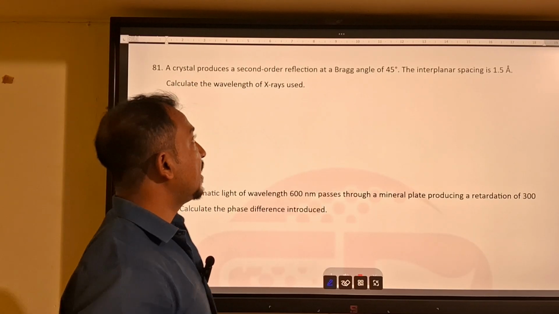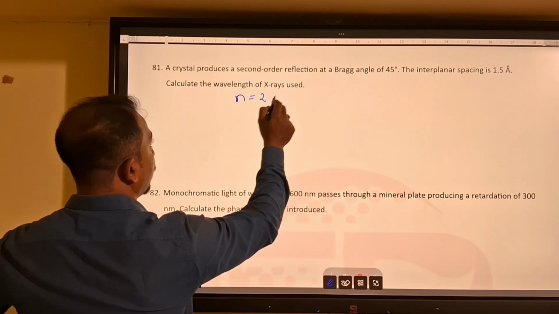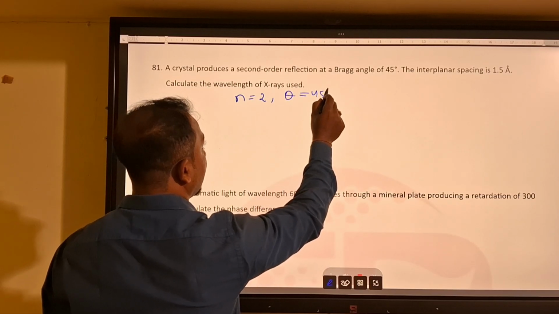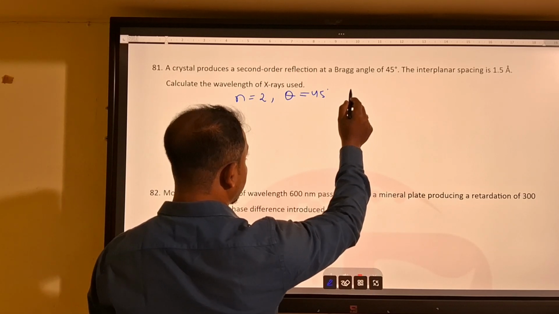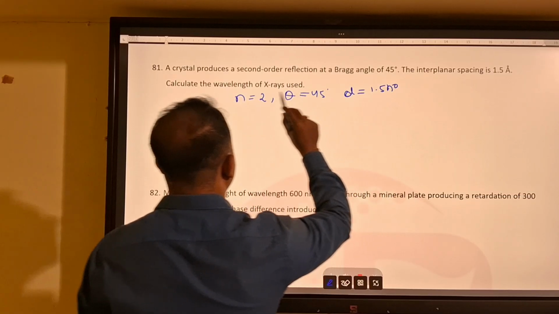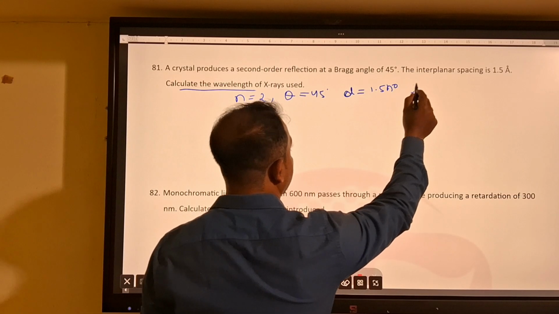Next, also the same type of problem. We have a second order reflection, n equal to 2, and a Bragg's angle, that is theta, is given as 45 degree. Interplanar spacing D is given as 1.5 angstrom. So you have to calculate the wavelength, that is lambda.